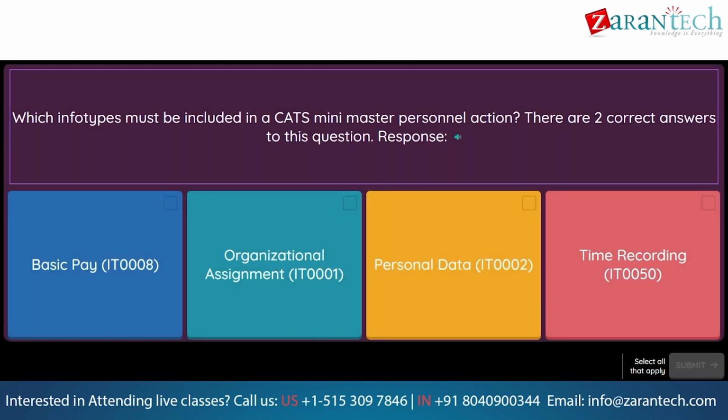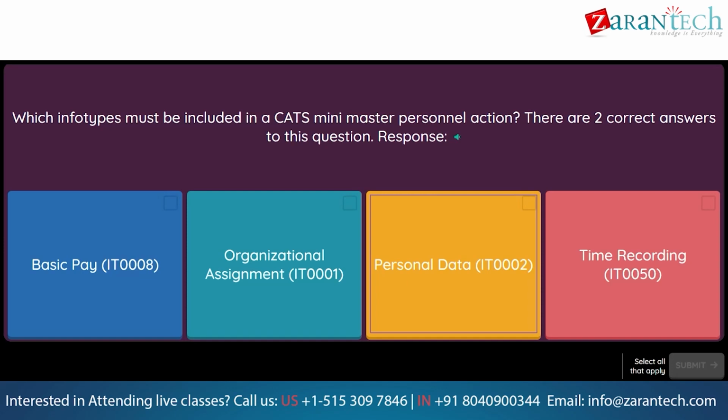Question: which info types must be included in a CAT's mini master personnel action? There are two correct answers to this question. Response: Option 1, basic pay, IT 0008. Option 2, organizational assignment, IT 0001. Option 3, personal data, IT 0002. Option 4, time recording, IT 0050.